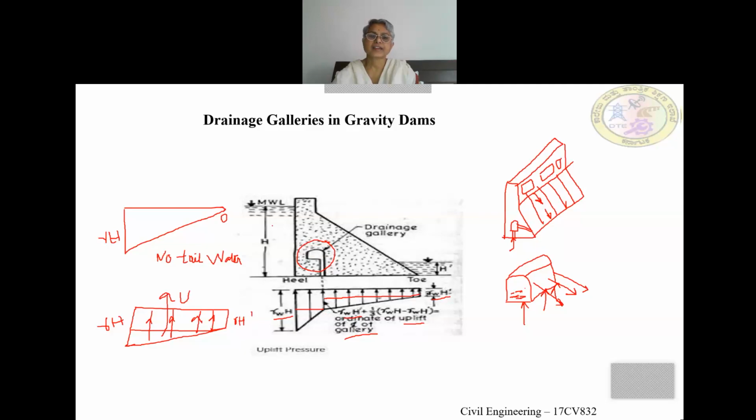at the gallery. When the head of the water increases, this pressure increases, because it directly depends upon this H. If H is less, this is also less. If H is more, this is also more. So you can understand that when there is pressure from this side, there will be pressure in the opposite direction from the base of the dam. If this pressure is less, this pressure will be less. If this pressure is more, this pressure will also be more. So now you understood the important role of a drainage gallery.